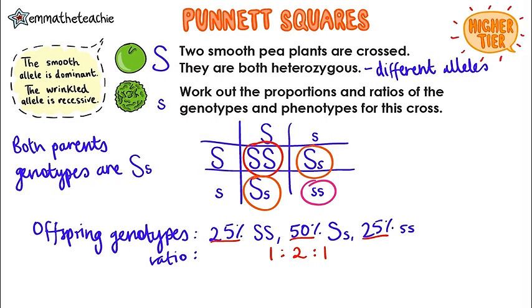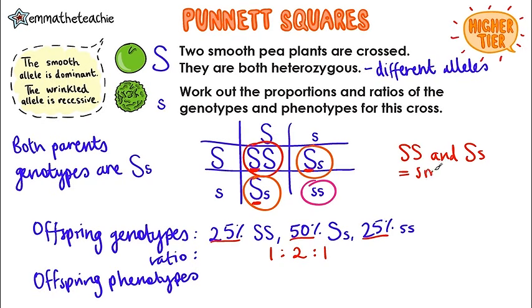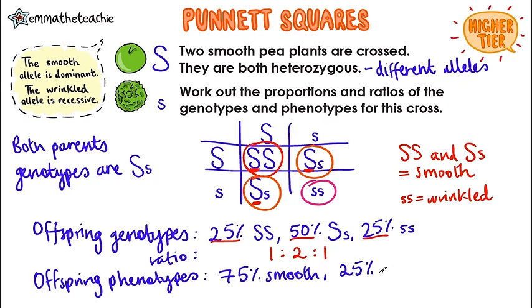Just check carefully. Next, we'll work out the offspring phenotypes. Every offspring that has a dominant allele, or a big S, is going to be smooth. But every offspring that has two little s's is going to be wrinkled. We can see that we've got three offspring that have got the big dominant S. So 75% are going to be smooth. And that leaves 25% will be wrinkled.